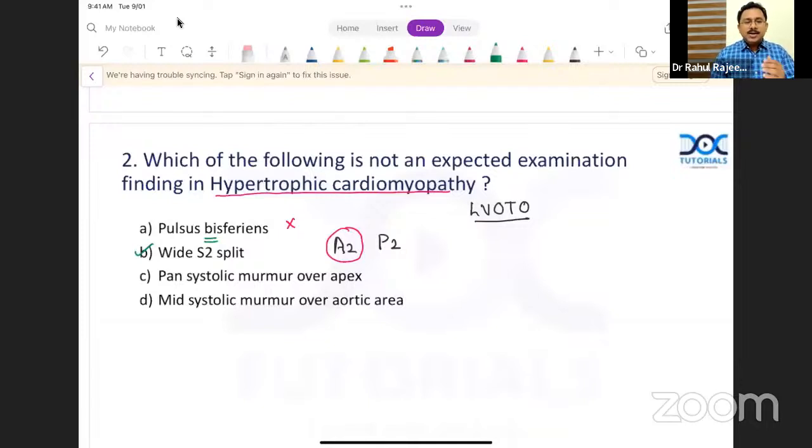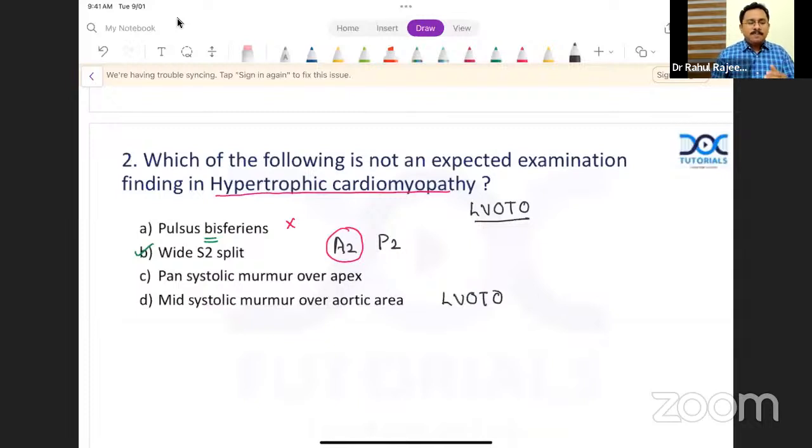So the third option and fourth option, remember, both are murmurs. And in case of hypertrophic cardiomyopathy, remember in my lectures, in the DocTutorials app, I've always highlighted two important types of murmurs in hypertrophic cardiomyopathy. The first one being the mid-systolic murmur or the ejection systolic murmur, which happens because of the left ventricular outflow tract obstruction, and this is heard in the aortic area.